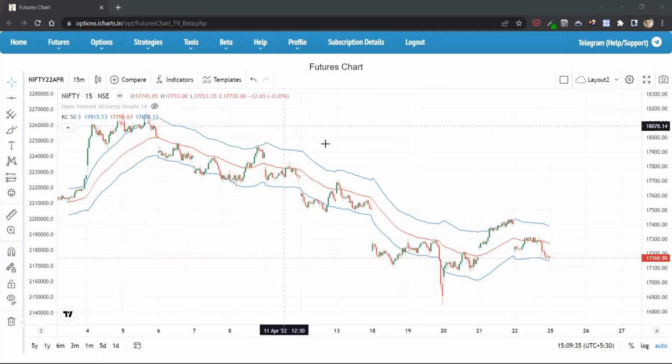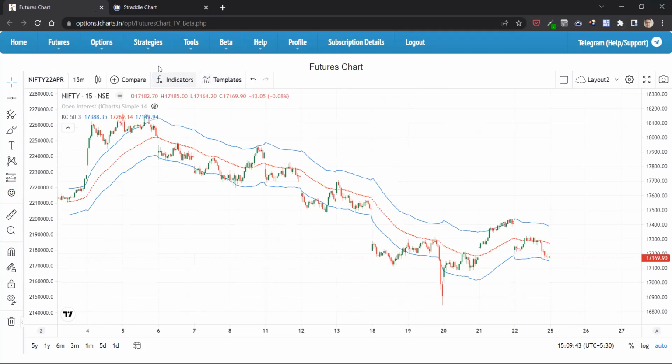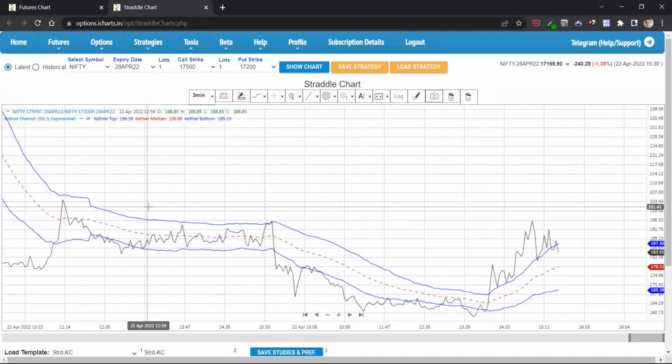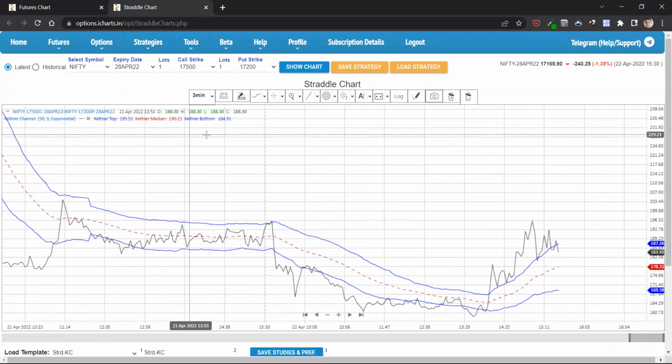Okay, so let us start off with strategies. Let us start off with straddle charts. I usually explain this with Keltner channel 53 exponential.